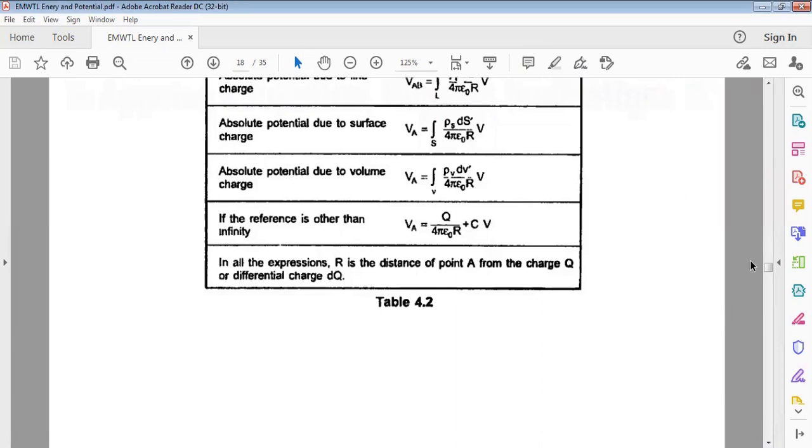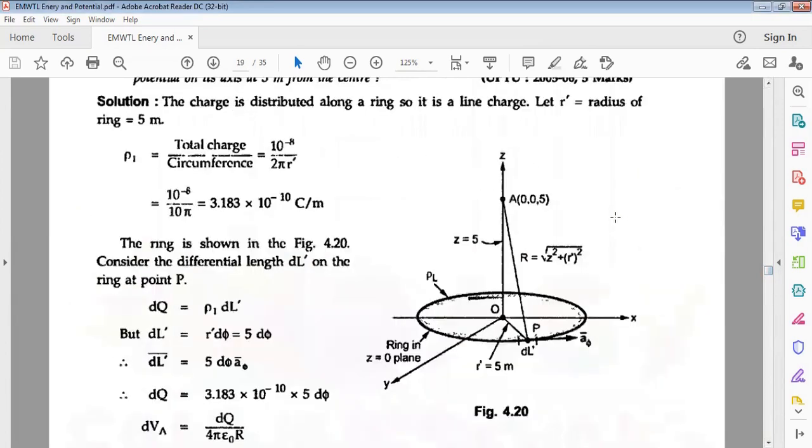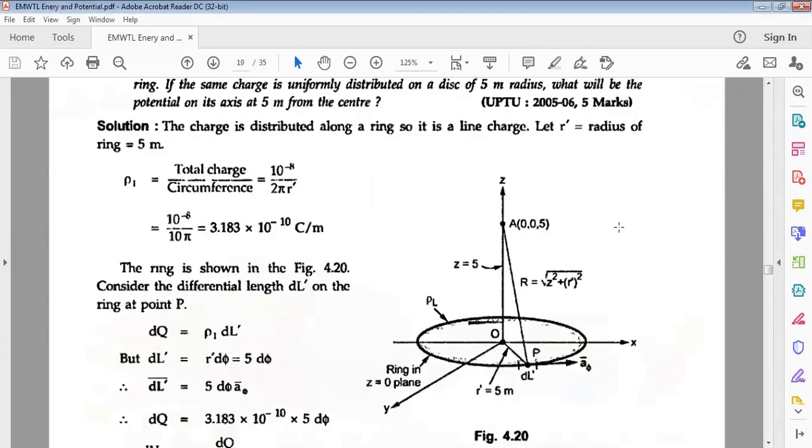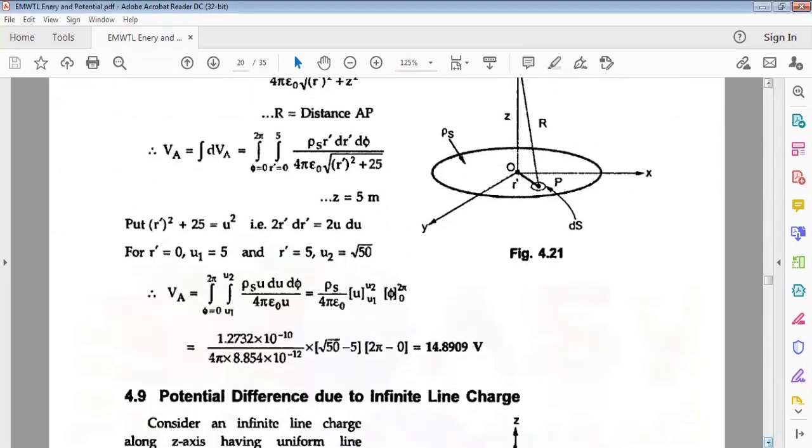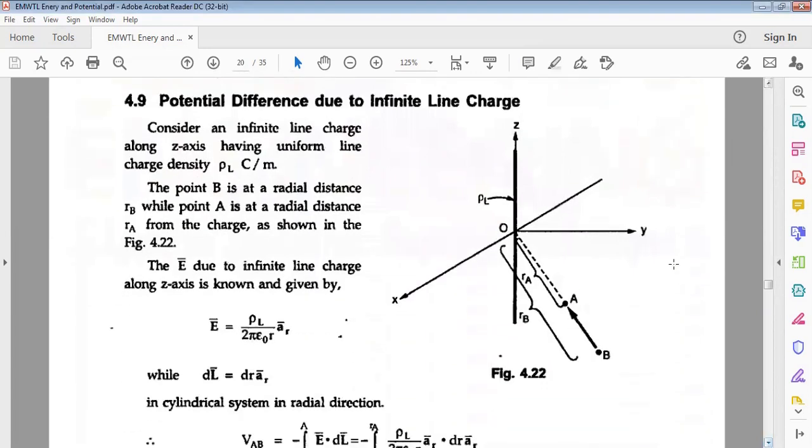Next, we go to another topic: potential difference due to the infinite line charge. Before that, what is the electric field intensity due to the infinite line charge? E bar is equal to rho L by 2 pi epsilon naught R into A R bar. We already derived this expression.